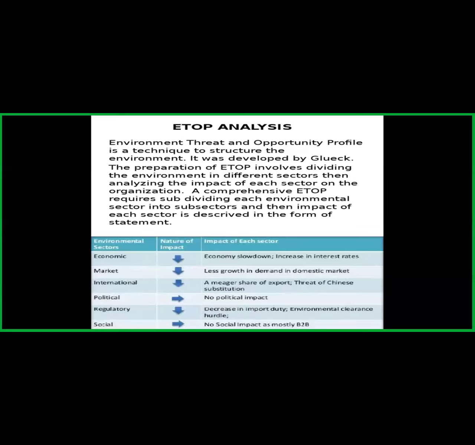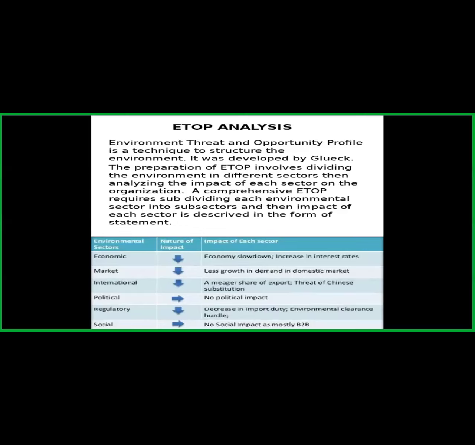For example, you can see on the screen economy, economic nature of impact. They have given a down arrow. Why have they shown a down arrow? For the impact on each sector, they have shown economy slowdown, increase in interest rate. If the interest rate increases, or if the economy slows down, the growth of the organizations also slows down.